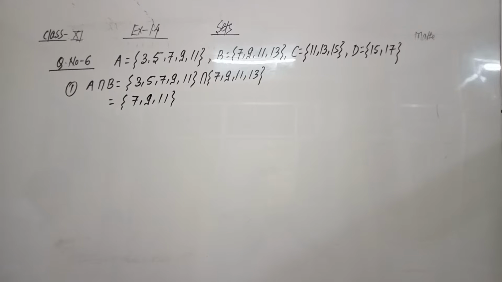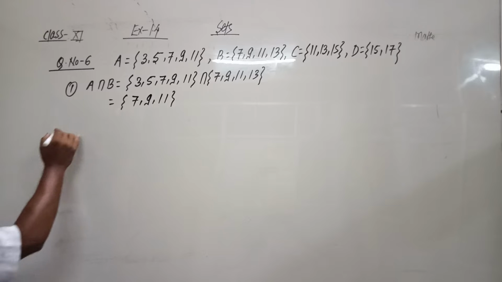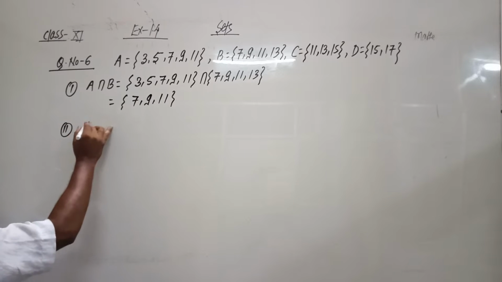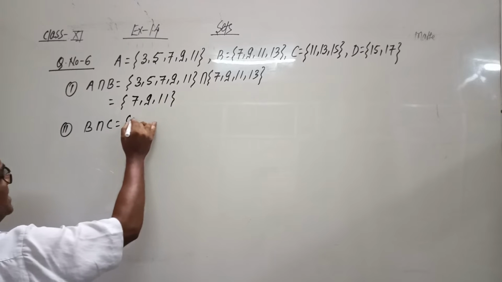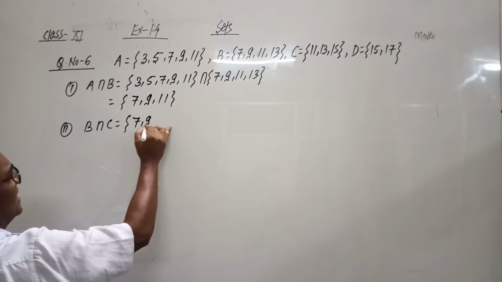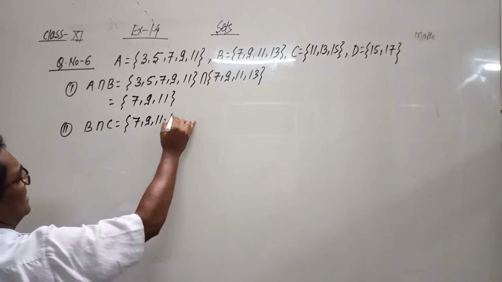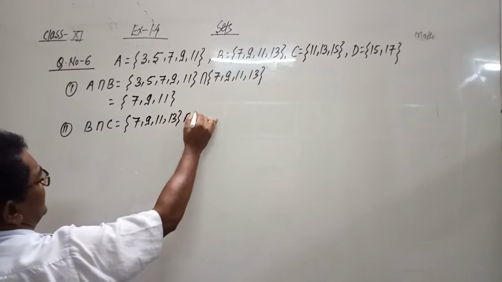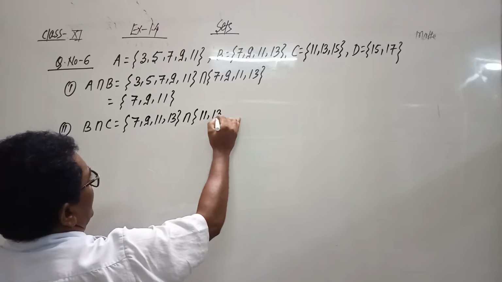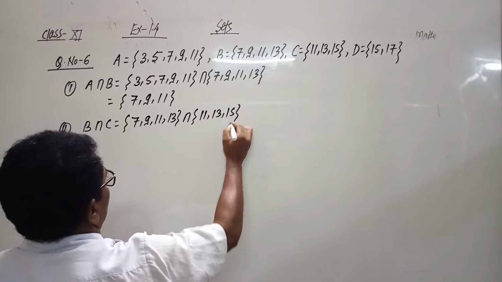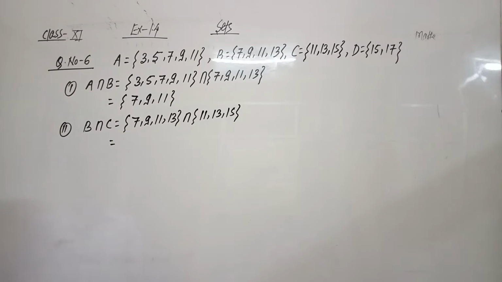Next we have to find B intersection C. The elements of set B are 7, 9, 11, 13, intersection the elements of C: 11, 13 and 15. The common terms from both are 11 and 13.